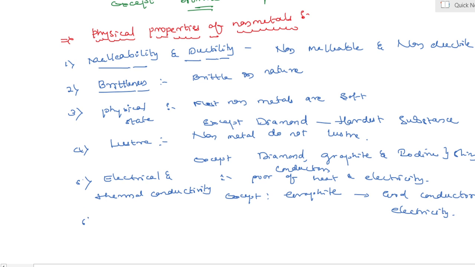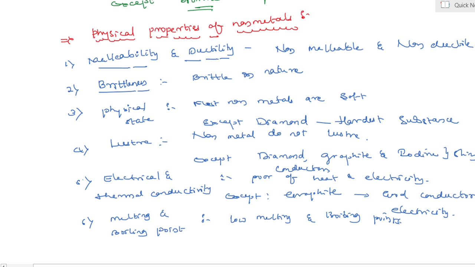Last physical property, melting and boiling point. Generally non-metals have low melting and boiling points, but non-metals that are solid have comparatively higher boiling points. Example: B, Si and C, boron, silicon and carbon. Non-metals have low melting and boiling points.